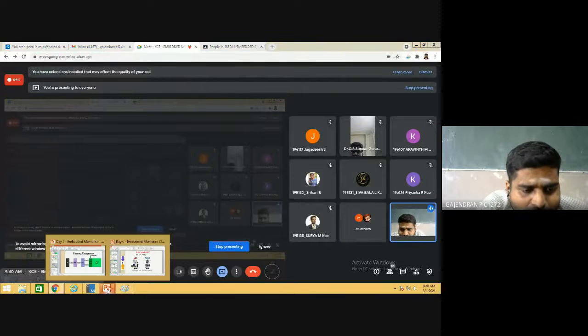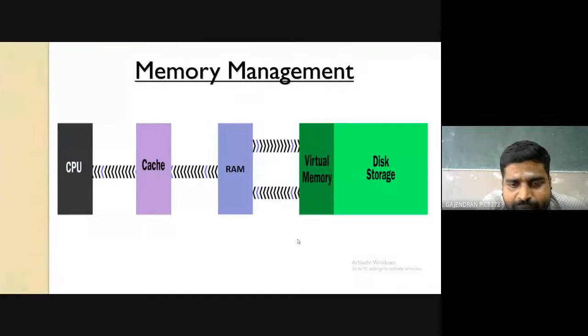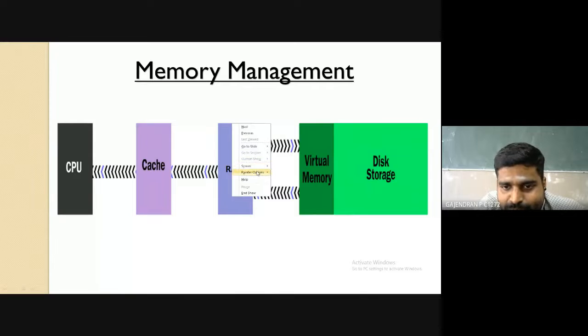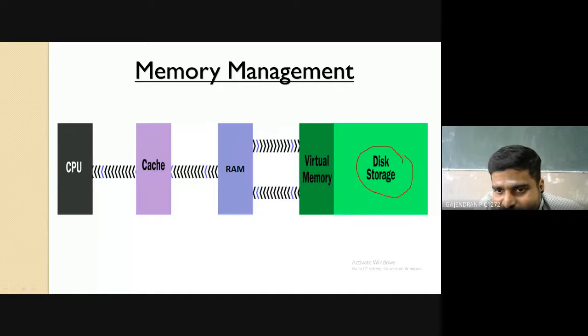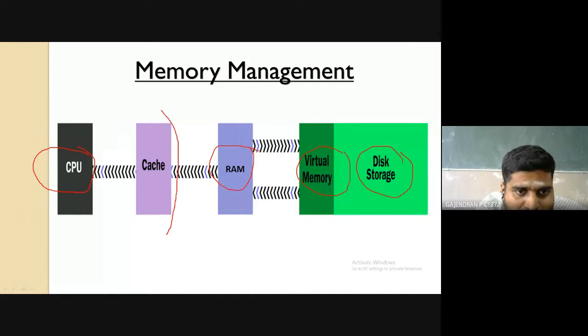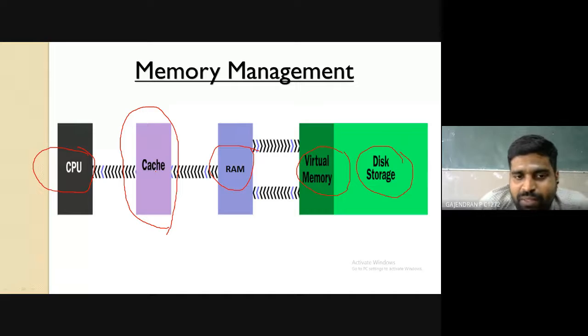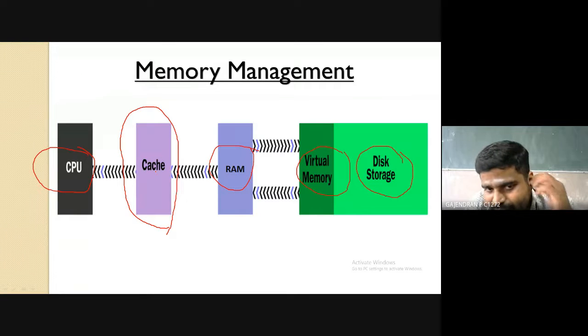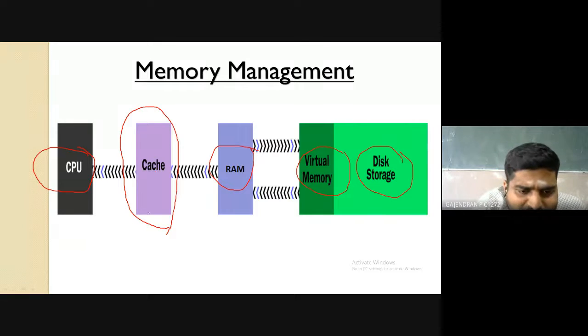So what is the beauty of this? Please observe the memory management. First one is the disk storage, then virtual memory, then RAM. Before the CPU, please observe, before the CPU, there is a new fellow called cache. Why, sir? What is the need of this? Otherwise, from this diagram, you people can't tell what the function of the cache is.